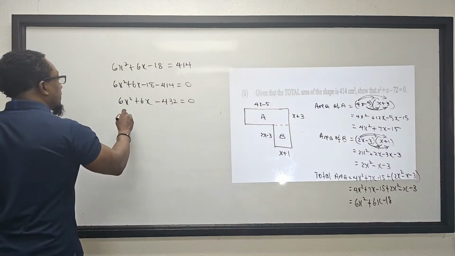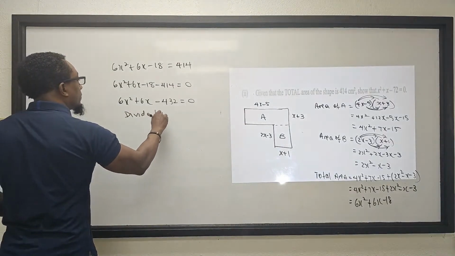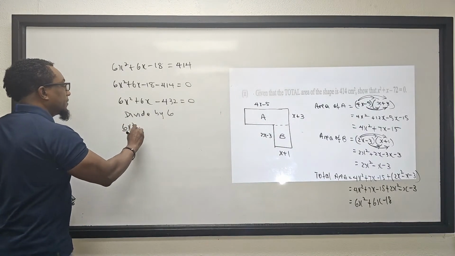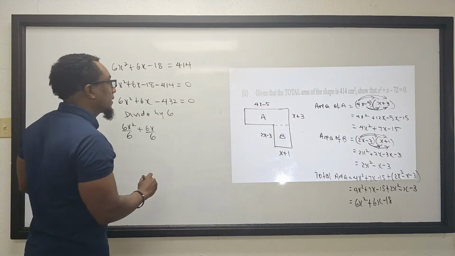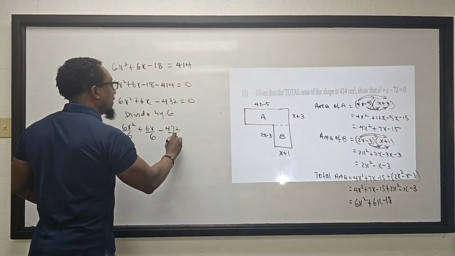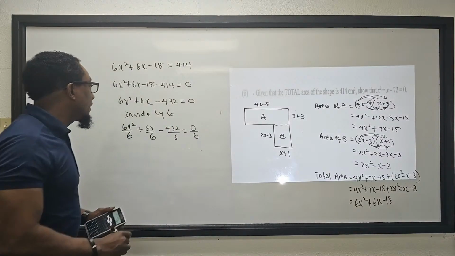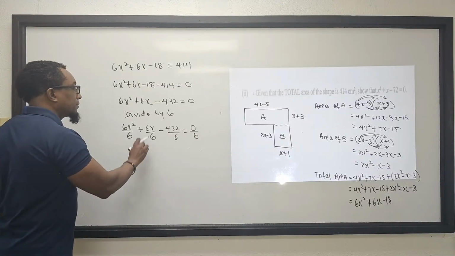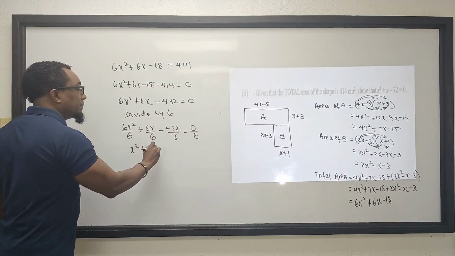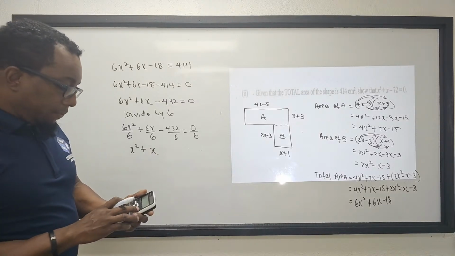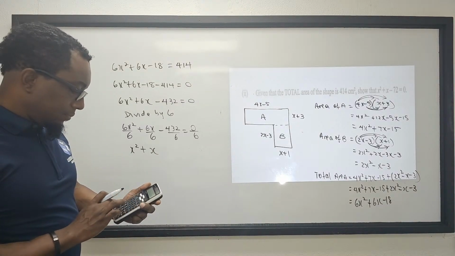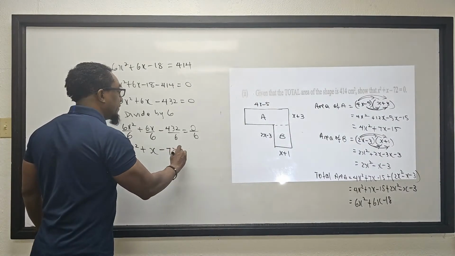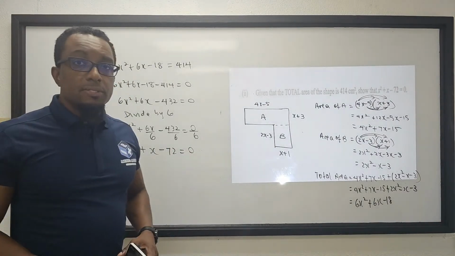So when I divide by 6, we're going to get here 6x squared divided by 6 plus 6x divided by 6 minus 432 divided by 6 is equal to 0 divided by 6. So 6x squared divided by 6 will give me x squared, plus 6x divided by 6 will give me x, and negative 432 divided by 6 will give me, yes, negative 72. 0 divided by 6 is 0.